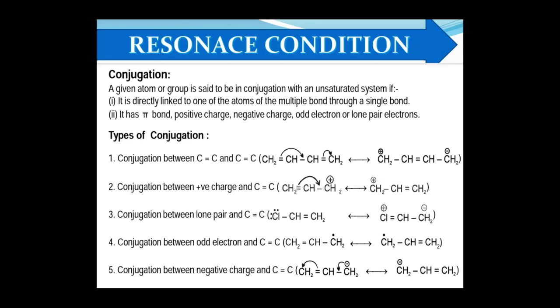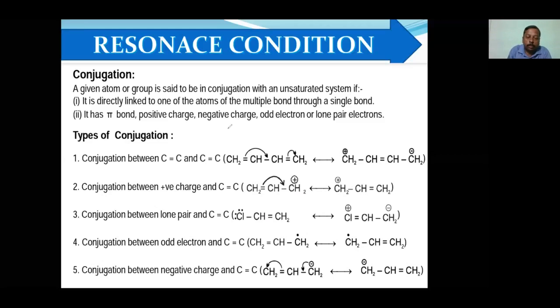Let's see in the first example. See, between two pi bonds, you will find a single bond. Okay. In the second example, between positive charge and pi bond, there is a single bond. So like this, there should be a single bond between them. Like here, this is pi bond, this is pi bond. Between them, there is one sigma bond. This is positive charge, this is pi bond. And between them, there is a single bond. This is what conjugation is. Until conjugation is there, there is no chance of the resonance.